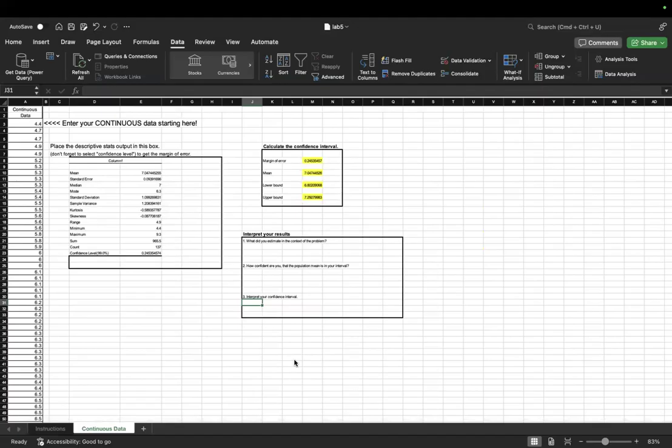Questions about the lab? The lower bound and the upper bound are telling you the maximum and the minimum of the values between which you're going to find your actual average. So it's a range of values that the average could land in. Did that answer the question?